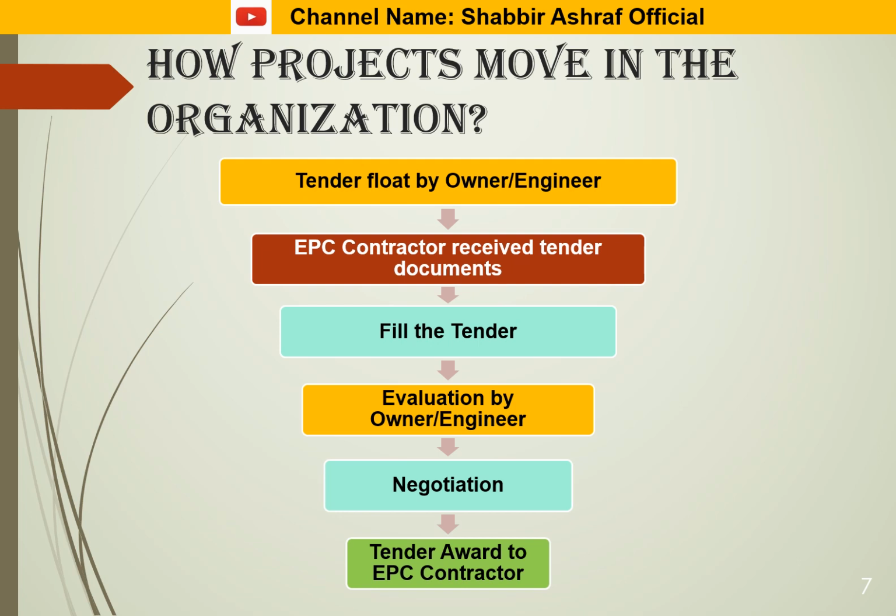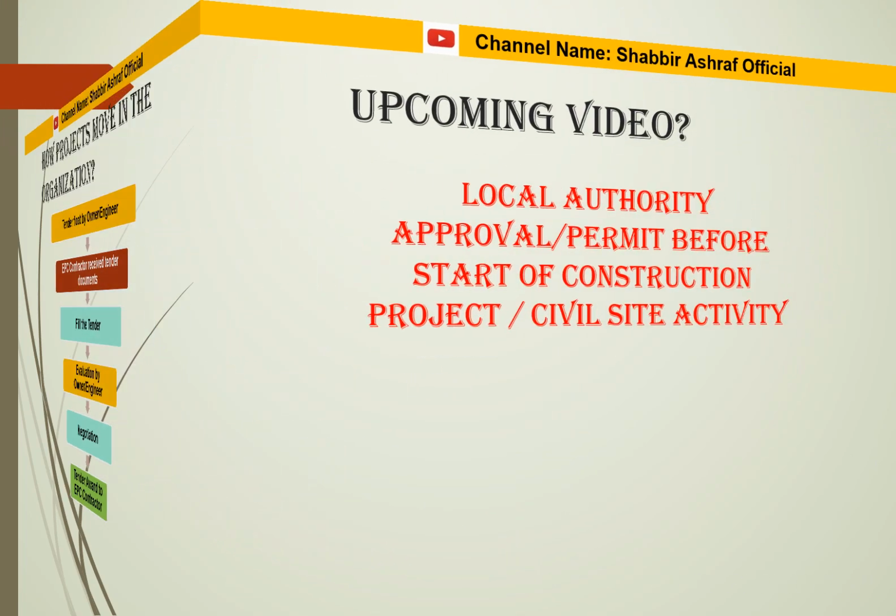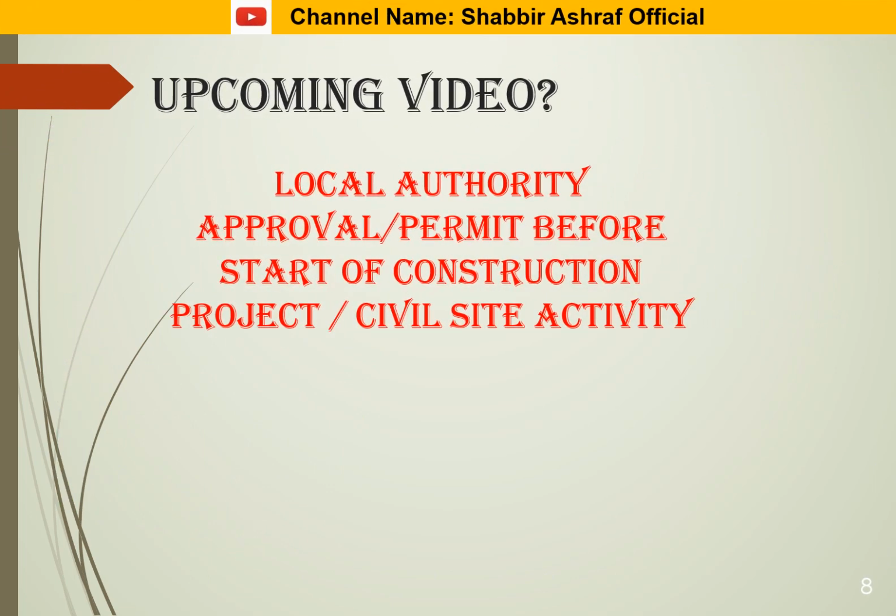For filling the tender, he will see both the technical and commercial aspects: whether it matches the owner engineer's requirement and fulfills the EPC contractor's requirement. Then he will fill the tender. That tender will be evaluated by the owner engineer from both perspectives, technical and commercial. If everything matches, he will sit at the table and negotiate the tender. After negotiation, he will finalize the tender and award it to the EPC contractor. So this is the project flow from tender to award of the project.